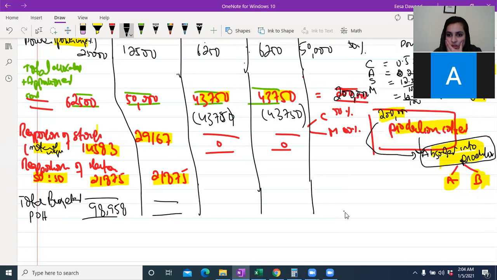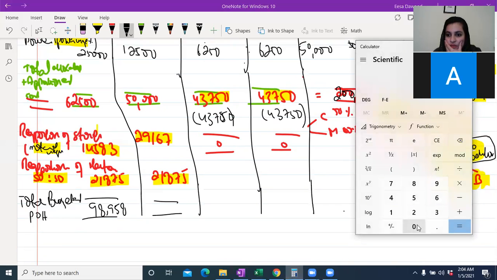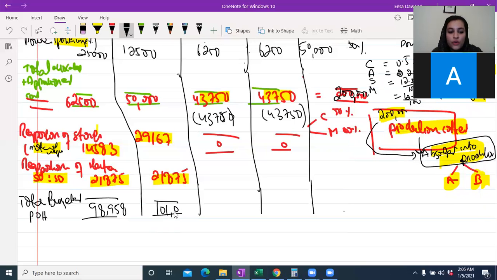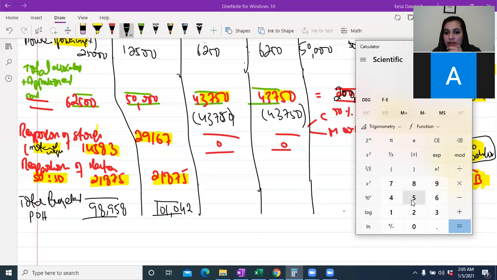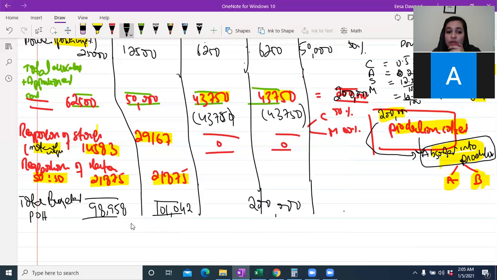The second department, which is assembly department. Okay. So 50,000 was the allocated and apportioned cost, the directly traceable and the common cost. And then 29167 is what this department got from stores. And then 21875 is the cost this department got from maintenance. So what is the cost? 101,042 is the cost. And if I add up this 98958, it has to be equal to 2 lakh. So the entire 2 lakh cost has been split between the two production cost centers.